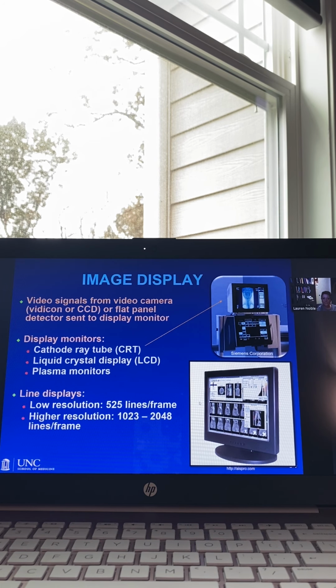Okay, so this is what we have in the lab. This is what some of you will be seeing in clinic with the newer units. So if you see this, you know that unit is going to be a pulsed unit because of the way it can handle displaying the image. All right.